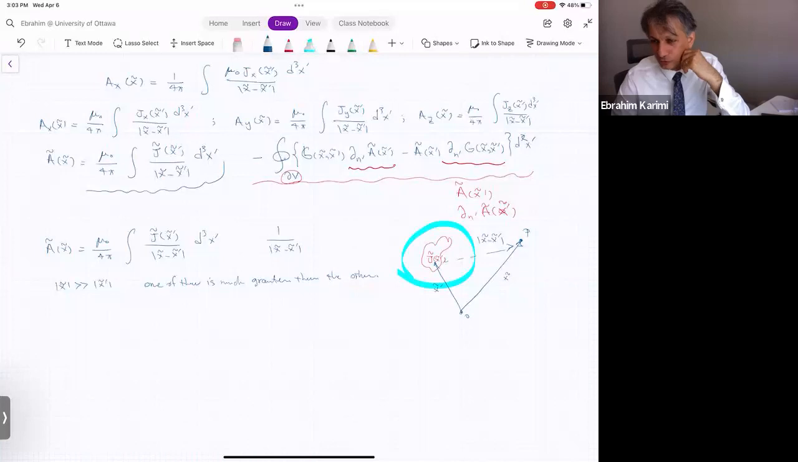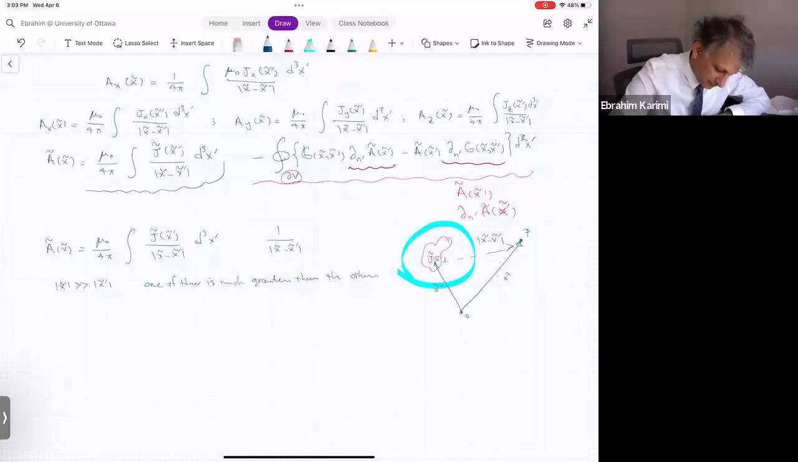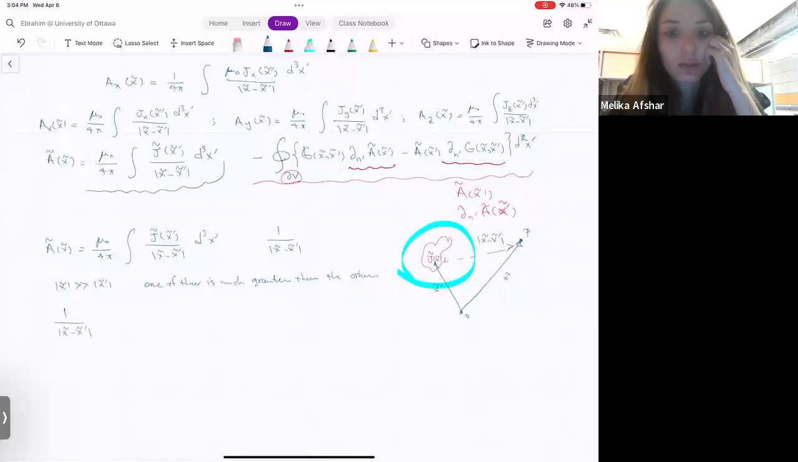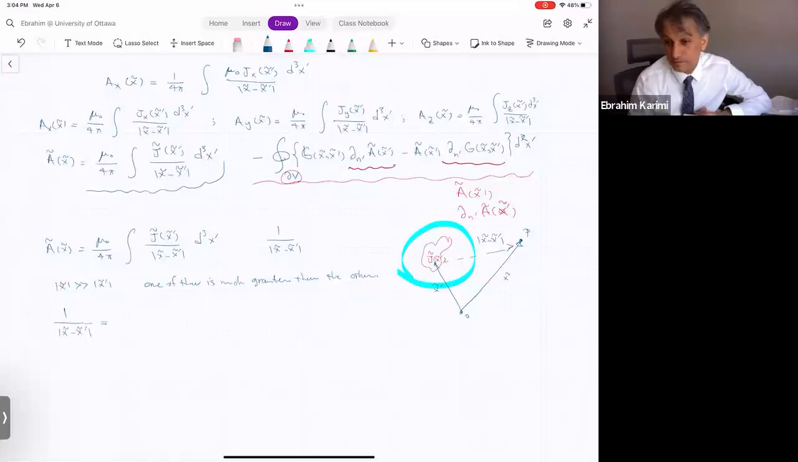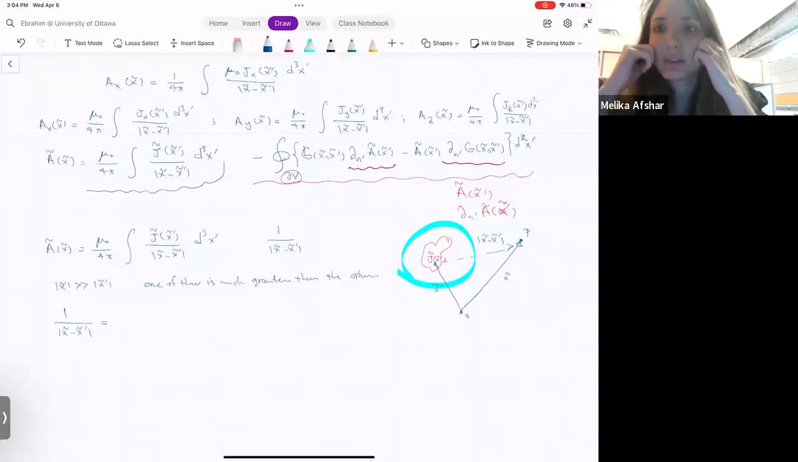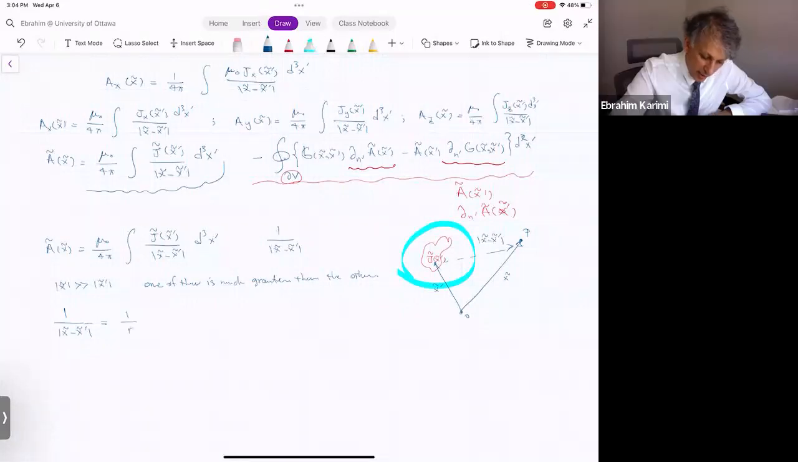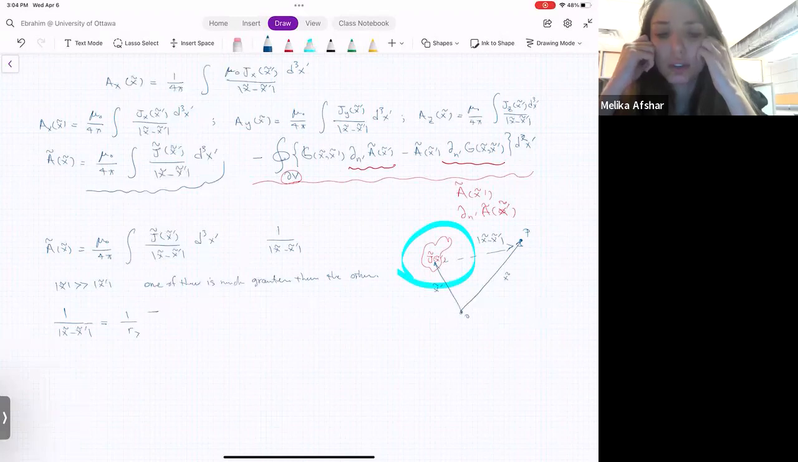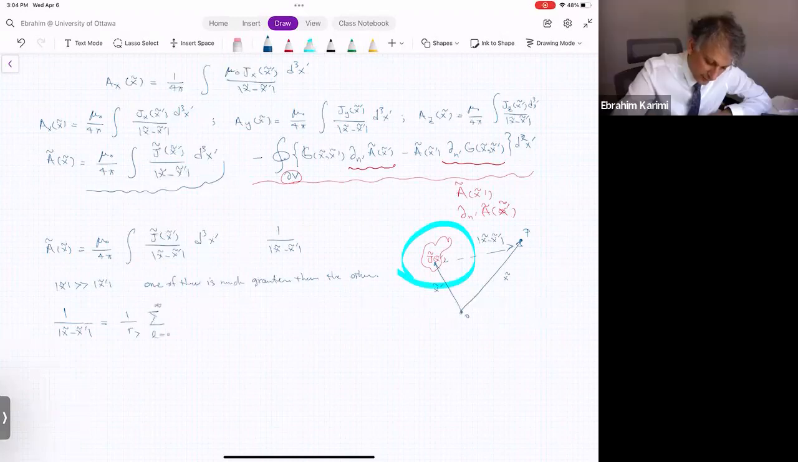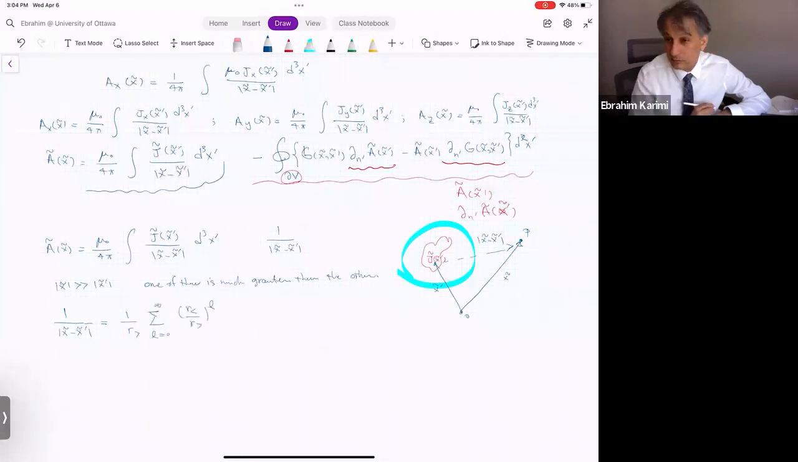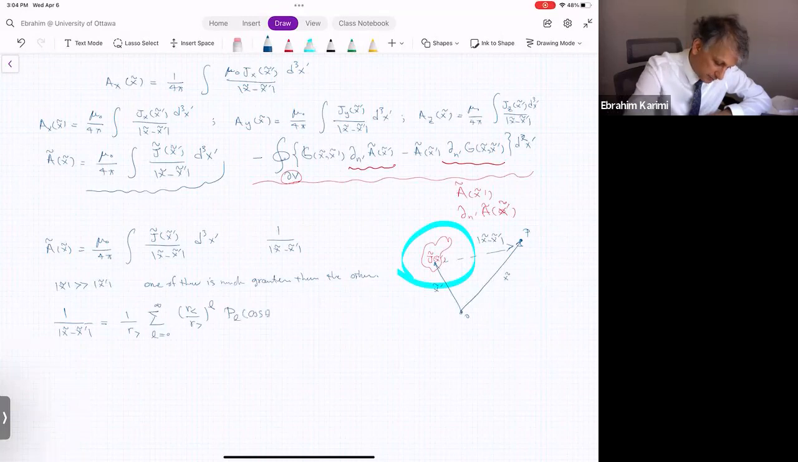Which coordinate do you prefer to do? Spherical. Let's do that. What is 1 divided by the magnitude of x minus x prime expanded in spherical coordinates? It is the summation over L from 0 to infinity of r smaller divided by r greater to the power of L, if you remember that. And then we had P_L of cosine of theta, or gamma, let's write it gamma.